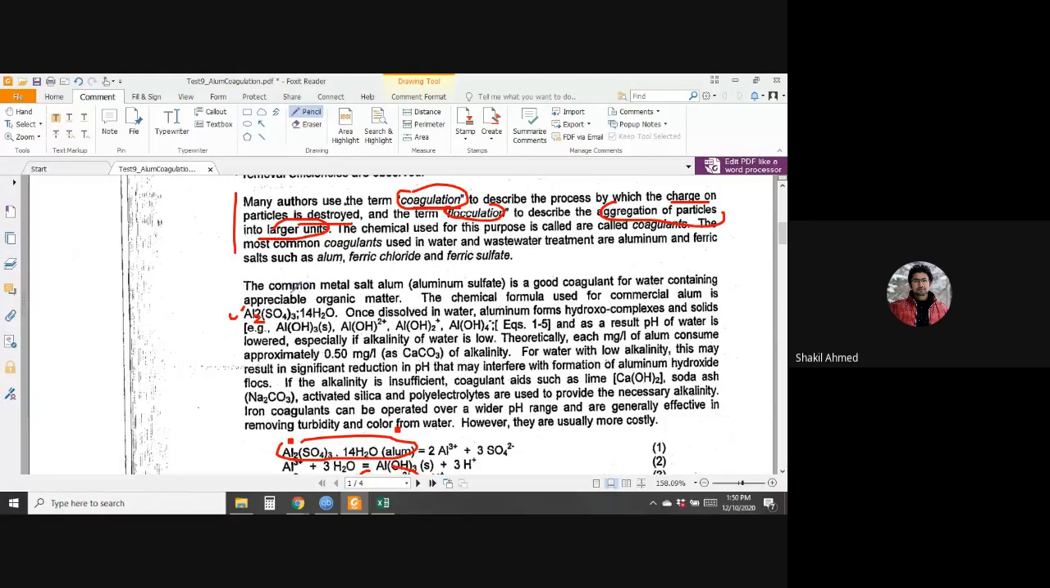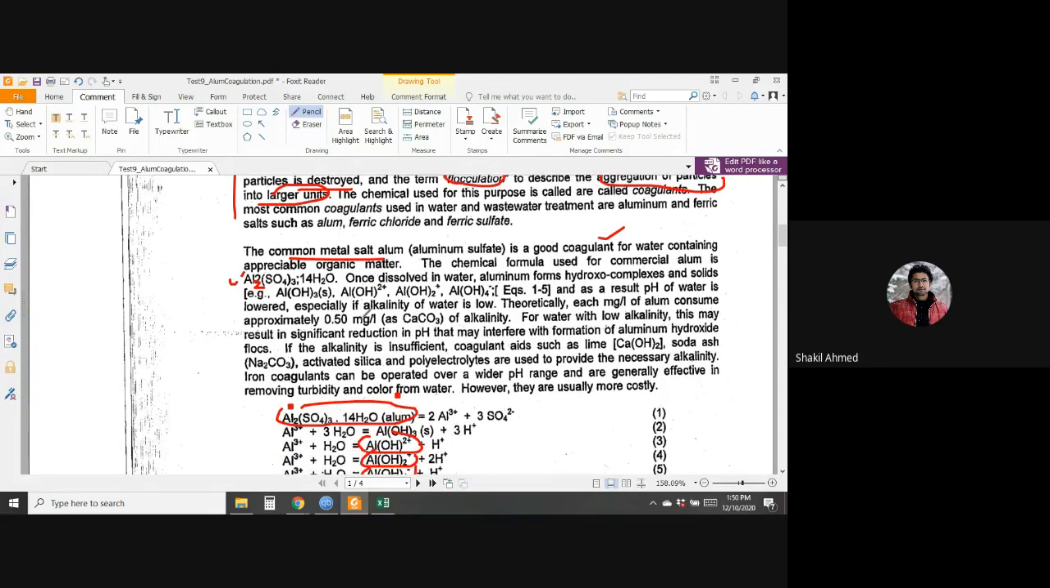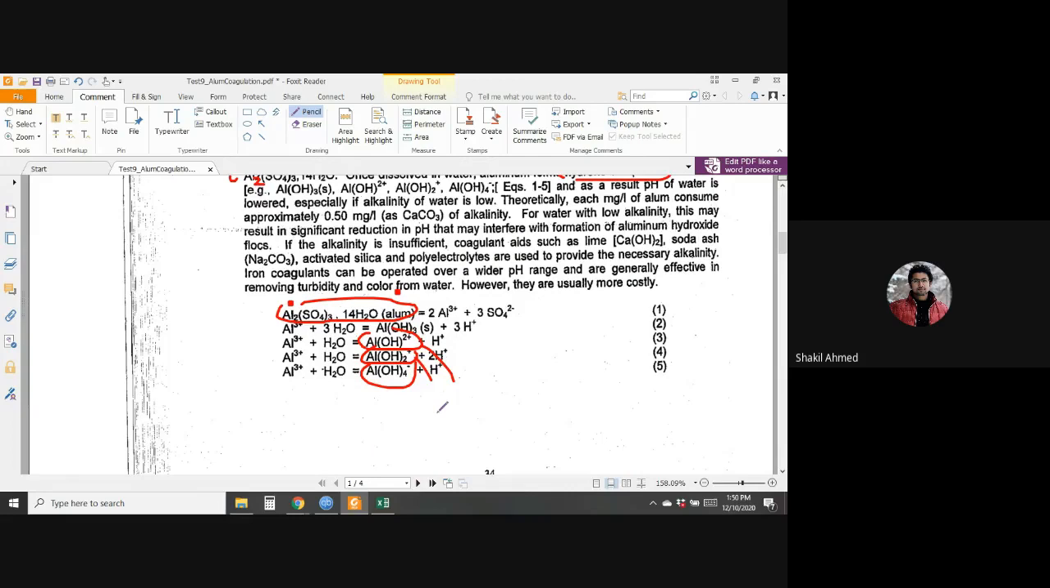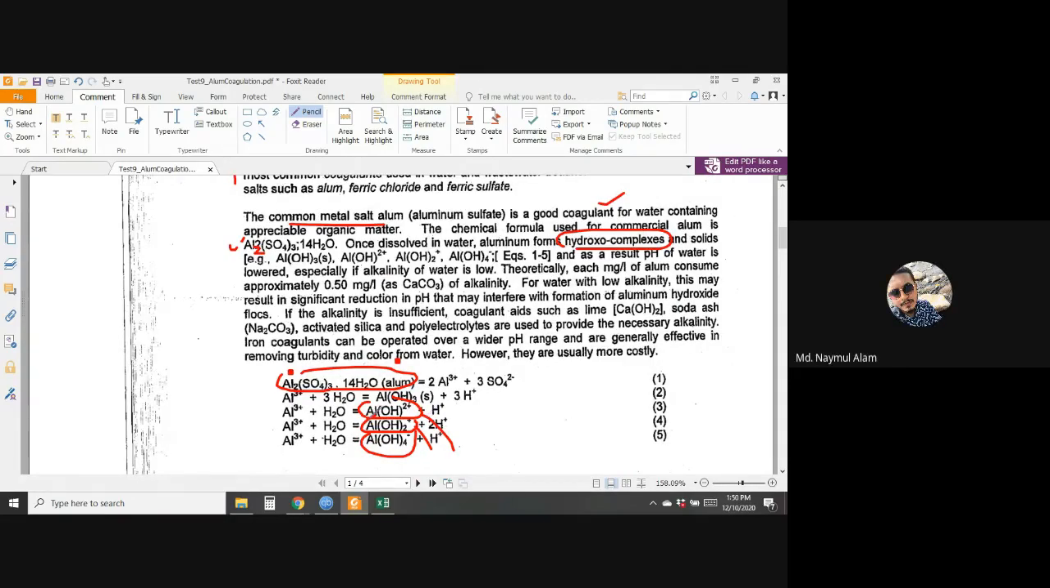Now the common metal salt alum is a good coagulant for water containing appreciable organic matter. So the chemical formula is this, we know. Once dissolved in water, aluminium forms hydroxo complexes. The hydroxo complexes are basically this. Clear? Yes, sir. And there is also a solid, aluminum hydroxide.